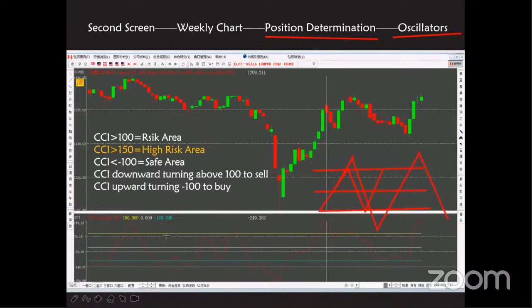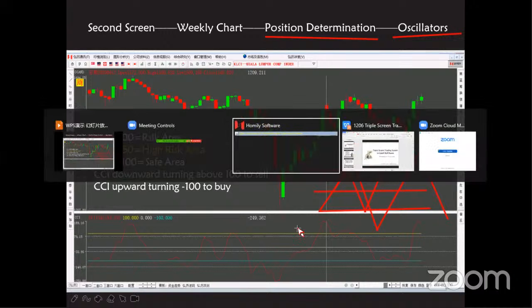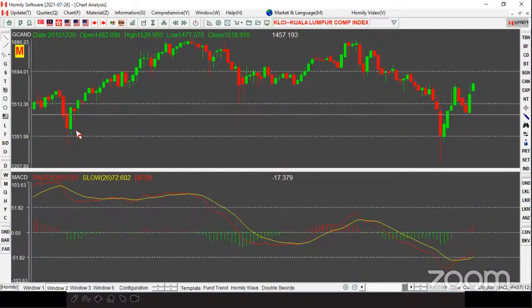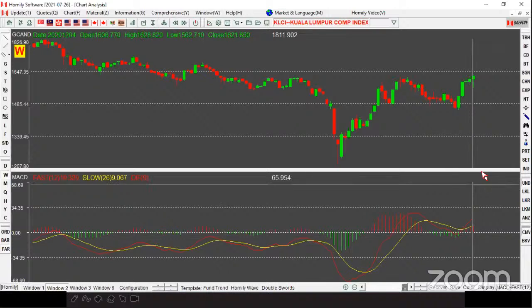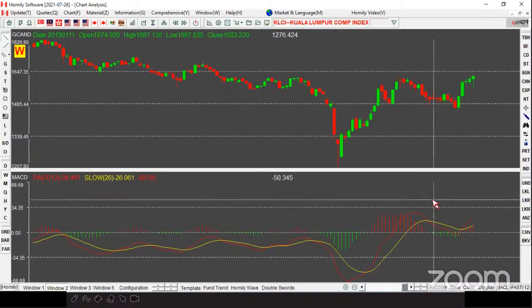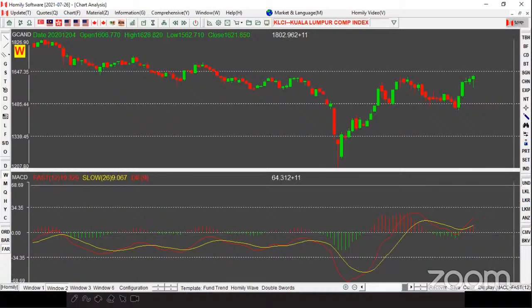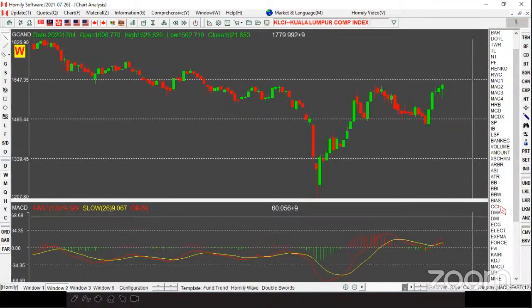So here, Master Zhu gives us an indicator which belongs to the oscillator category, which is CCI. I think most of our members didn't use this indicator before, right? CCI. So, okay, maybe I need to switch to the software for you to see. We need to switch to the weekly chart, since this is the second screen. The first screen we use on the monthly chart, the second screen is on the weekly chart. So we switch the lower indicator, the second window indicator, into CCI over here.